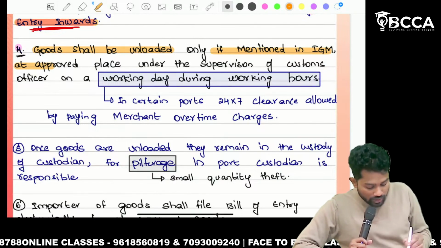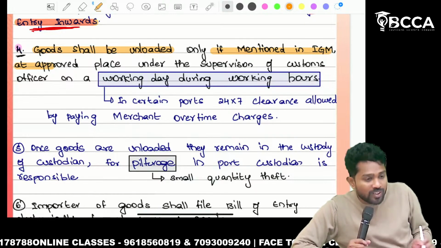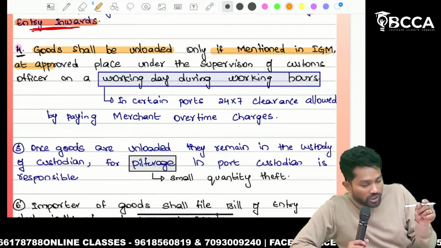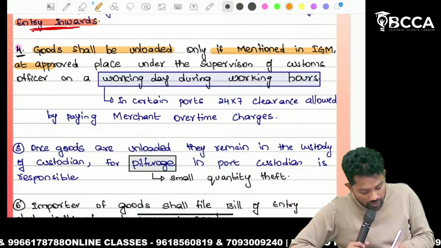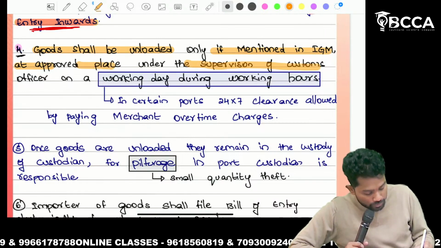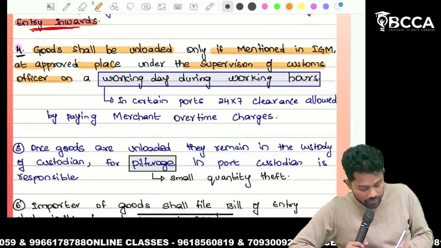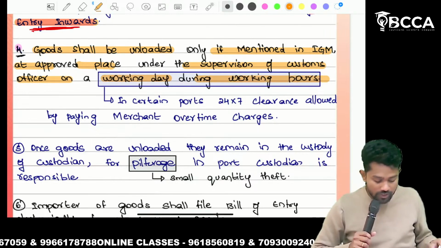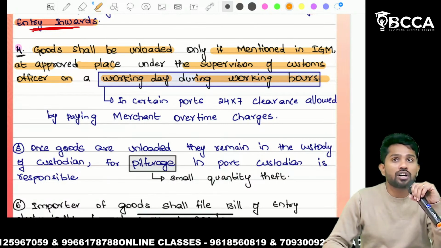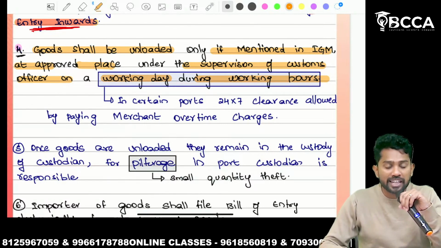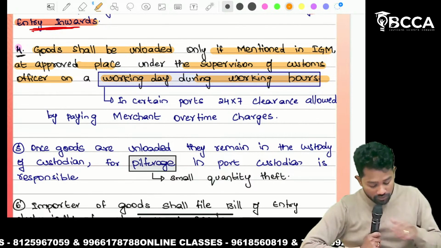Goods shall be unloaded only if they are mentioned in the IGM, and that also at the approved place. You cannot unload wherever you find space. Only if such a place or area is designated to you, then you could unload there. That also under the supervision of a customs officer on a working day during working hours. The unloading can be done under the supervision of a customs officer on a working day during working hours.